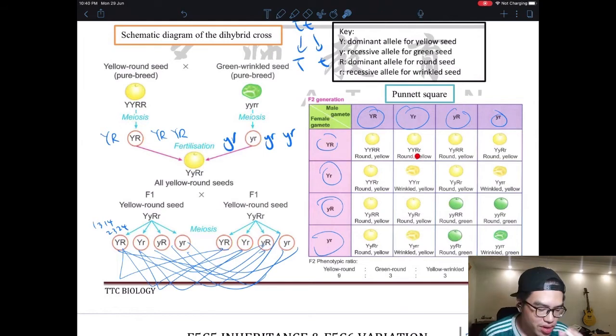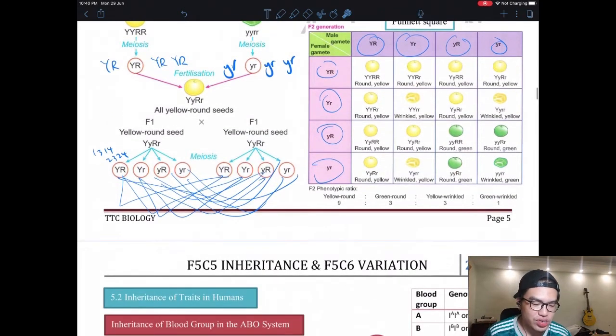So calculate everything and you will get a ratio of 9:3:3:1. 9:3:3:1 means I have 9 yellow round, 3 green round, 3 yellow wrinkled, 1 green wrinkled. This experiment shows that the color of the seed has nothing to do with the texture of the seed. They are controlled by 2 different genes.